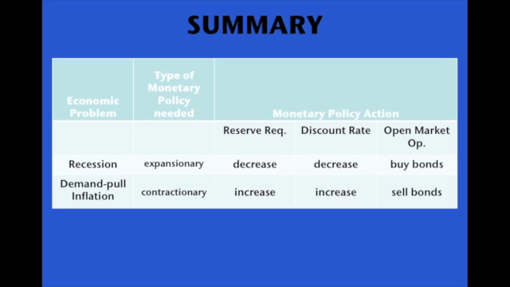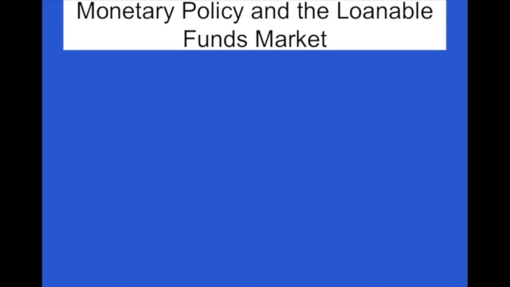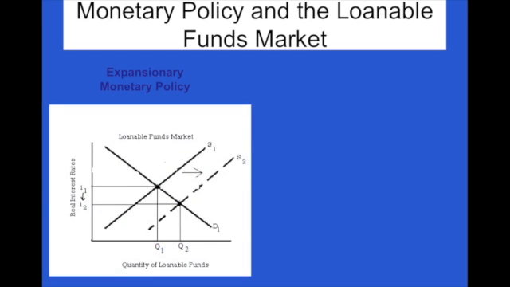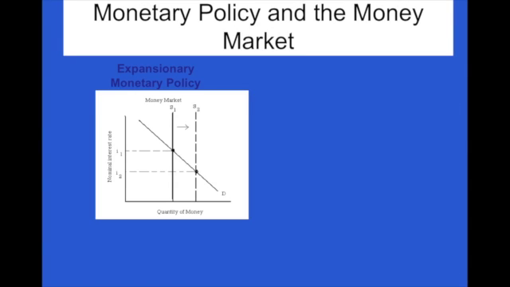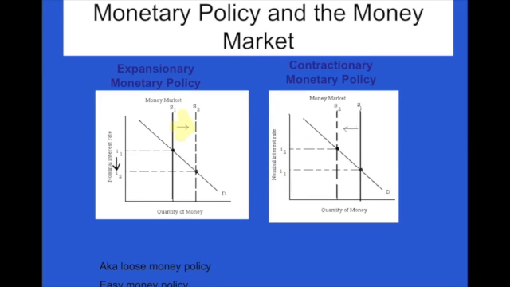On the graphs, it looks like this. In expansionary policy, the supply of loanable funds increases, decreasing real interest rates. In contractionary policy, the supply of loanable funds decreases, increasing real interest rates. On the money market graphs, expansionary policy is an increase in the supply of money, decreasing nominal interest rates, and in contractionary policy, the supply of money decreases, increasing nominal interest rates.